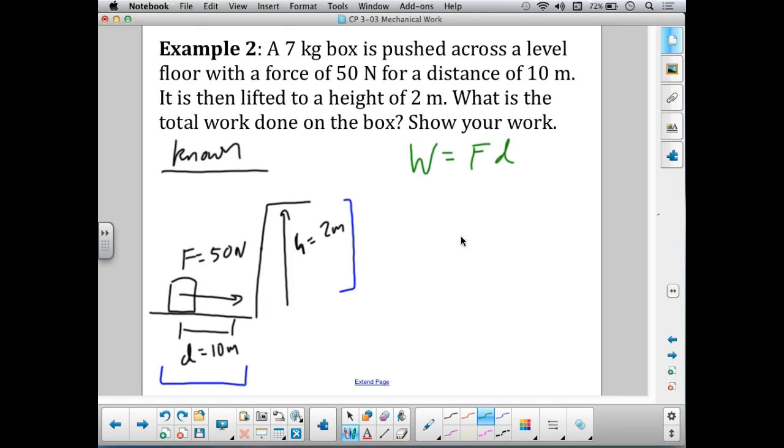Work is force times distance. And I know that the gravitational potential energy equation is going to come in handy because that is the kind of energy that I'm giving to this box in that second part right over here. And I'm probably also going to need the fact that work is the change in mechanical energy.